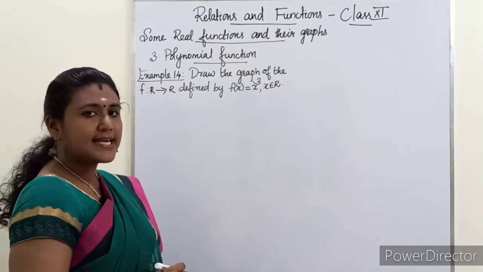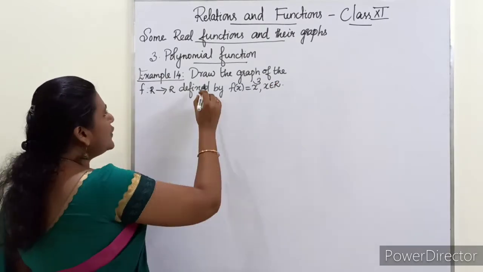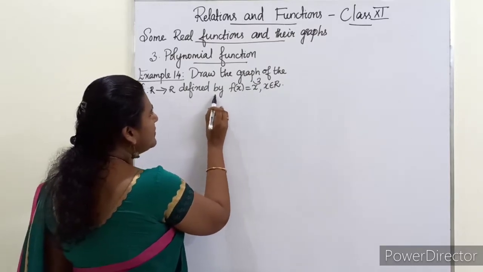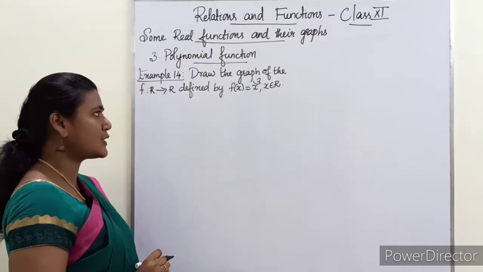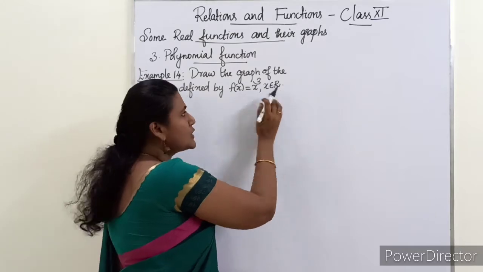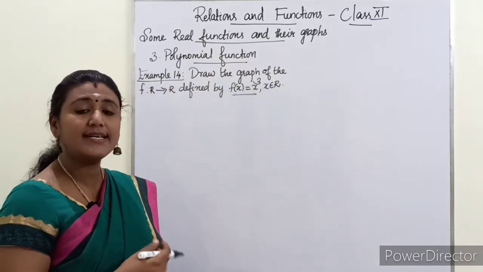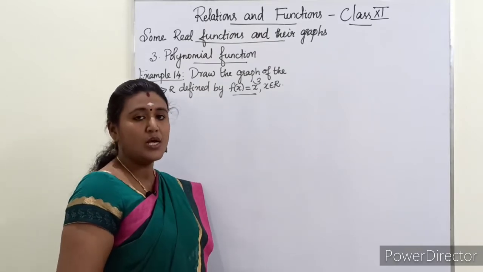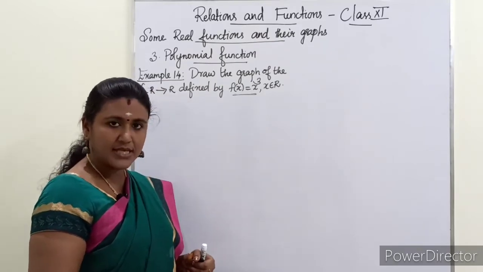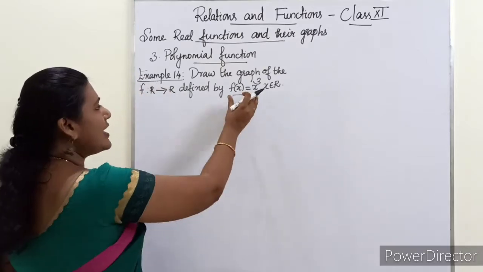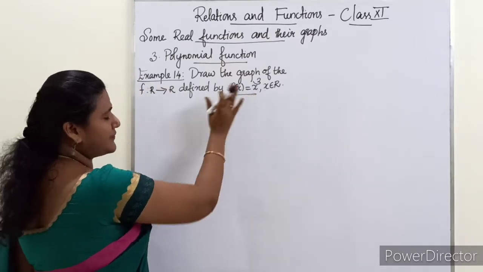Now the next example in polynomial function: draw the graph of f from R to R defined by f of x is equal to x cubed where x belongs to R. So what kind of a polynomial function is this? It is a cubic polynomial. In the previous example we have seen a quadratic polynomial. Now we have to draw the graph of this function.